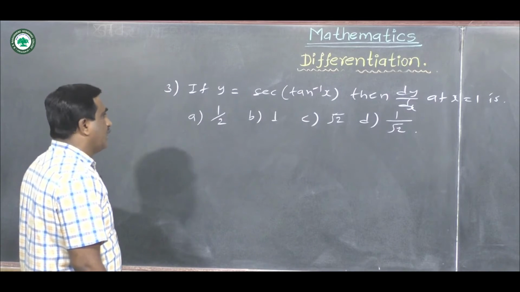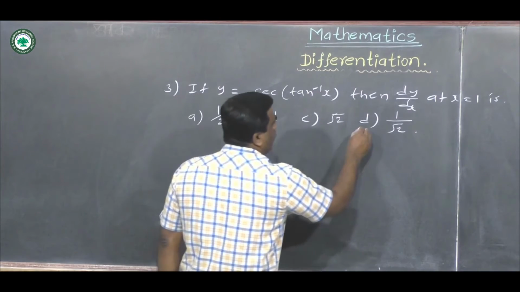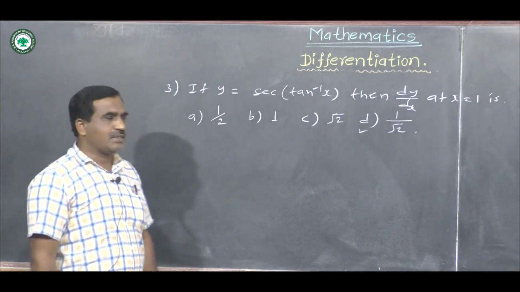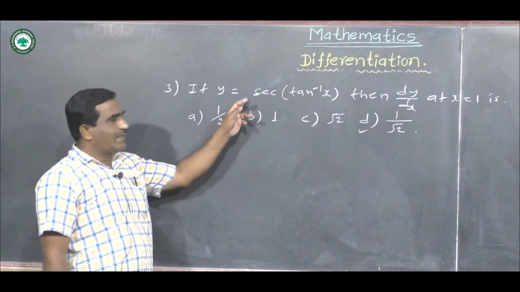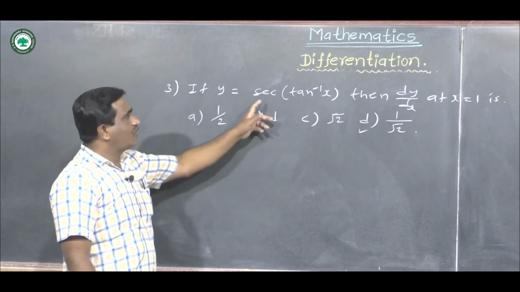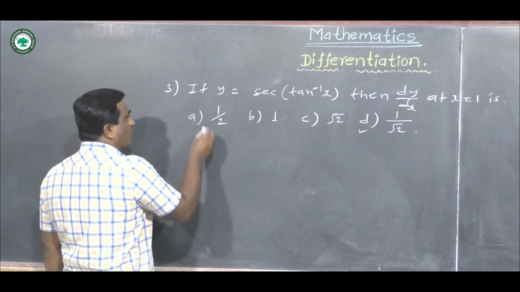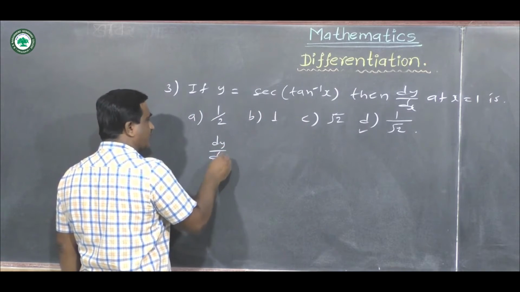Okay, now your correct answer is 1 upon under root 2. How to obtain this answer? Now we can find the derivative for this function. This is a composite function. The derivative of y is dy by dx.